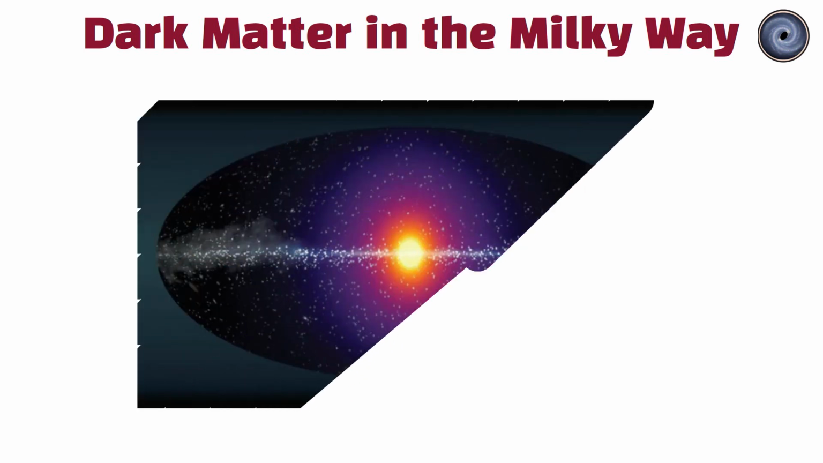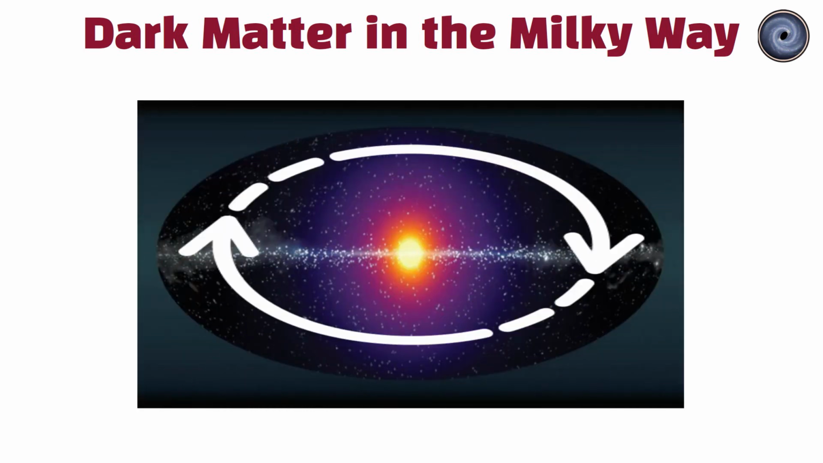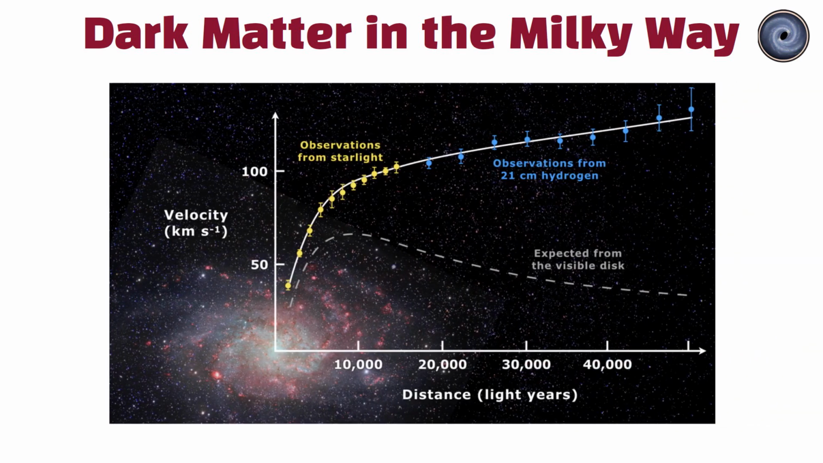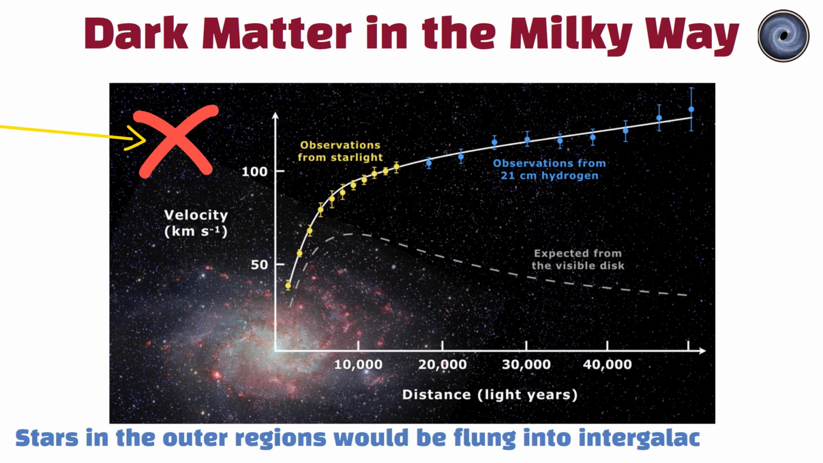The dark matter halo influences the motion of stars and gas throughout the galaxy. It provides the extra gravity needed to explain the Milky Way's rotation curve. Without dark matter, stars in the outer regions would be flung into intergalactic space.